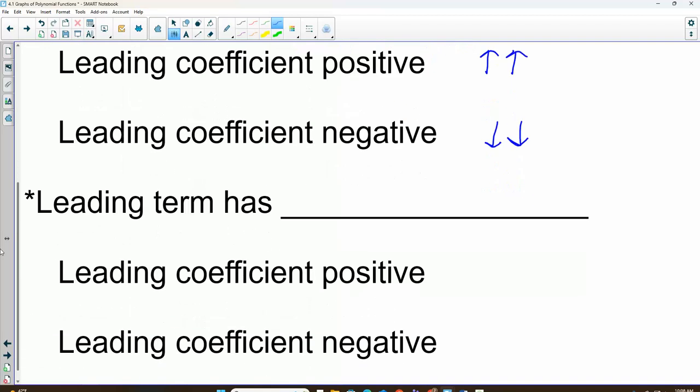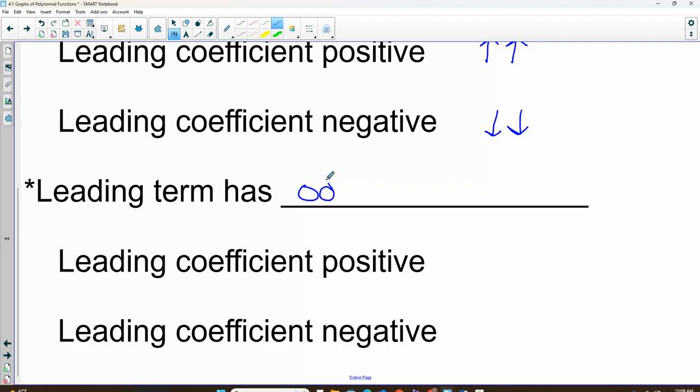All right, if my term has an odd degree, what did it look like if we had x cubed, x to the 5th, x to the 7th? And let's go left to right. So when we were looking at those, it looked like this. So my first one was pointing down, the second one was pointing up.